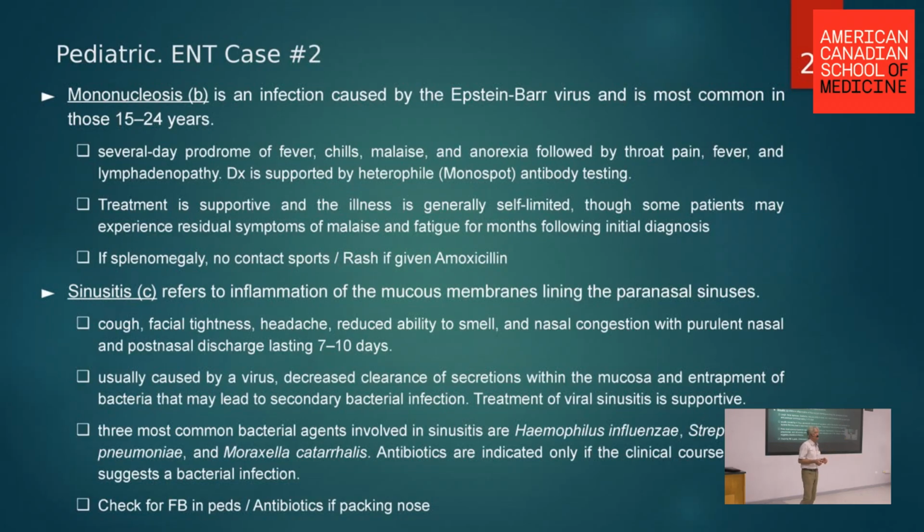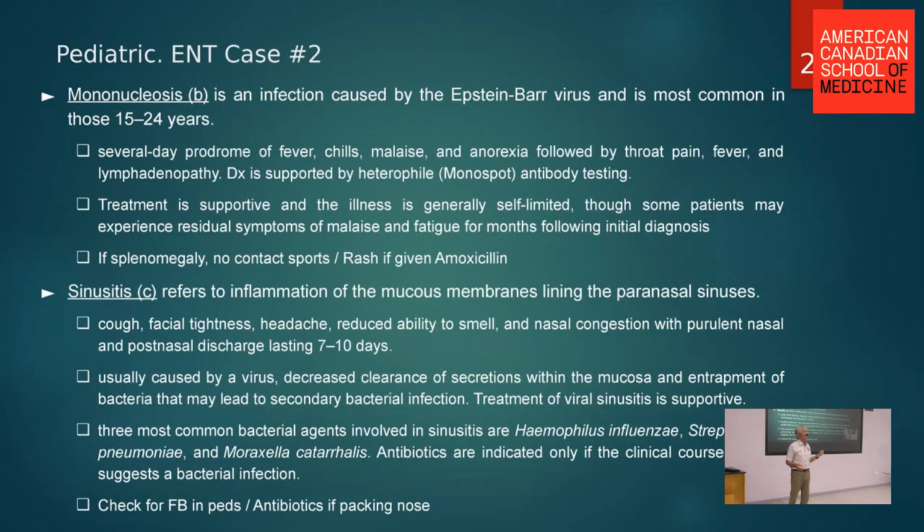So usually we tell those kids, no significant physical activity or contact sports until, number one, there's no palpable spleen, or you're at least 3 to 4 weeks out from diagnosis. You can do a simple blood test. It's called a monospot or a heterophile antibody, and you get the diagnosis right away. If you don't have access to that test, on a CBC, you'll see a lymphocytosis.